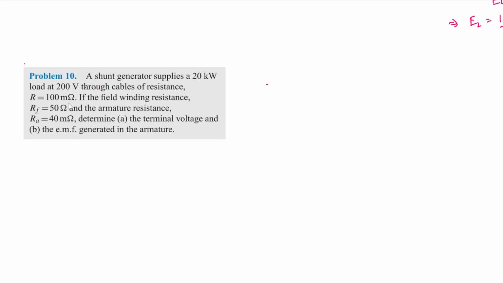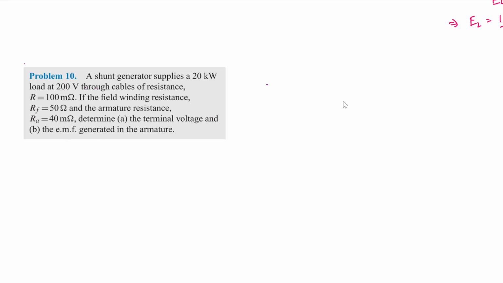Through a cable of resistance R equal to 10 milliohm. If the field winding resistance is 50 ohm and the armature resistance RA is equal to 40 milliohm, determine the terminal voltage and the EMF generated by the armature. So let us first draw the circuit diagram of this shunt generator.